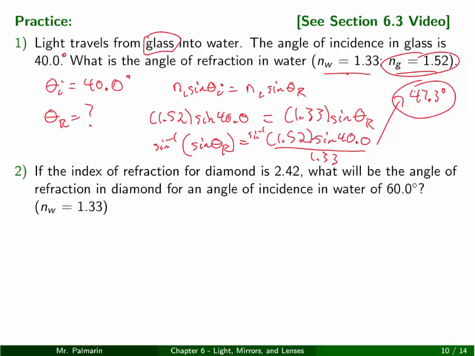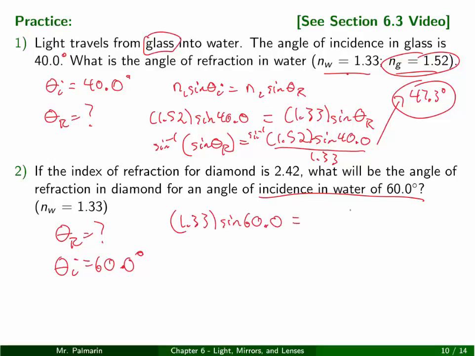Okay, next question. If the index of refraction for diamond is 2.42, what will be the angle of refraction in diamond for an angle of incidence in water of 60? Interesting. We're looking for this. Angle of incidence is 60, so let's start with water's: 1.33 sine of 60. This is the exact same type of question.